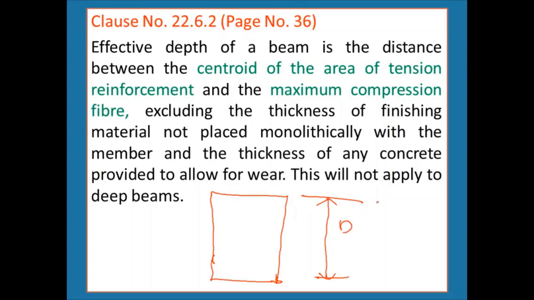Then whatever the reinforcement is there, suppose reinforcement is there at this point, then this will be the centroid of the reinforcement. Now when this is the centroid of the reinforcement, the distance measured from the centroid of the tensile reinforcement to the extreme compression fiber, that is called as effective depth.